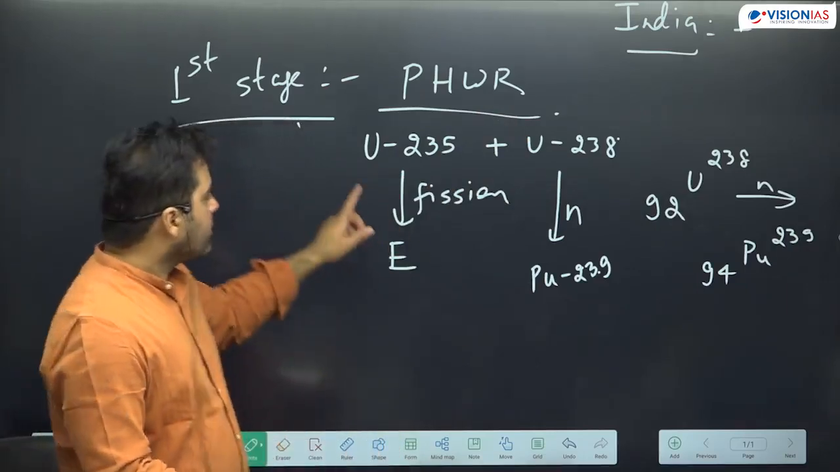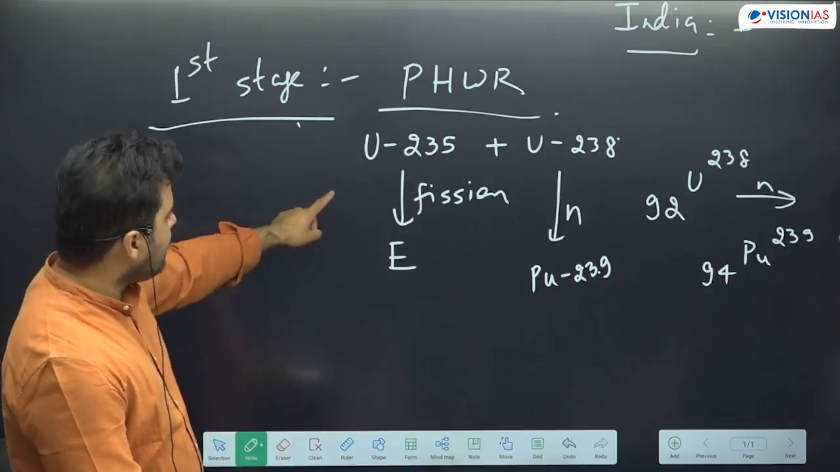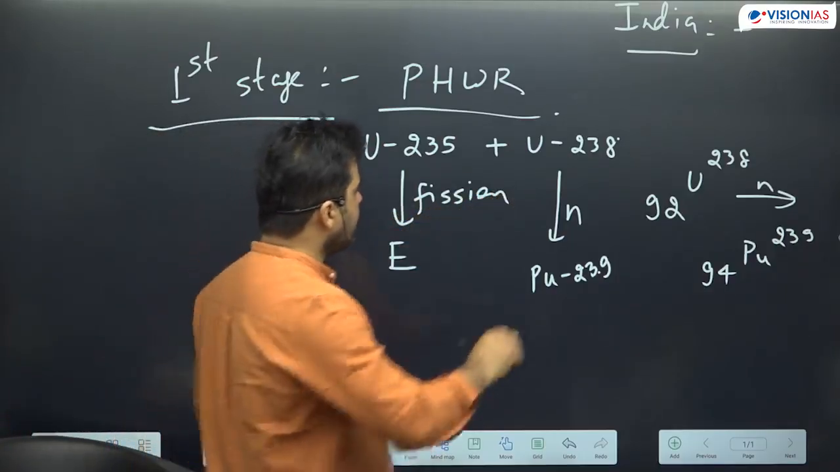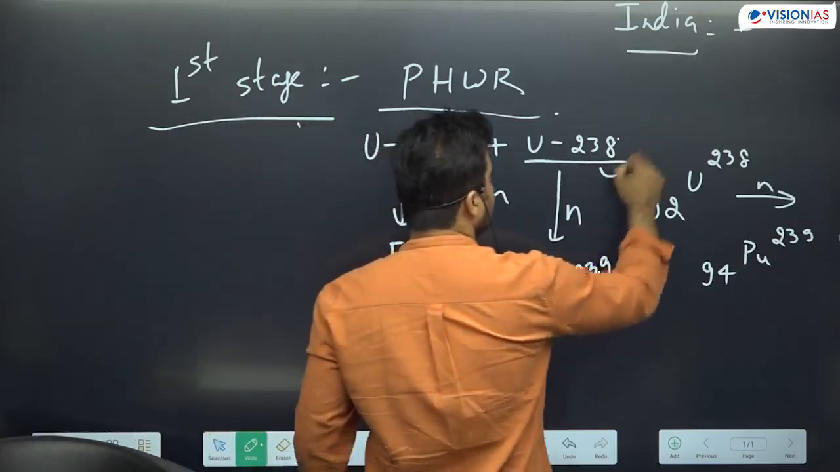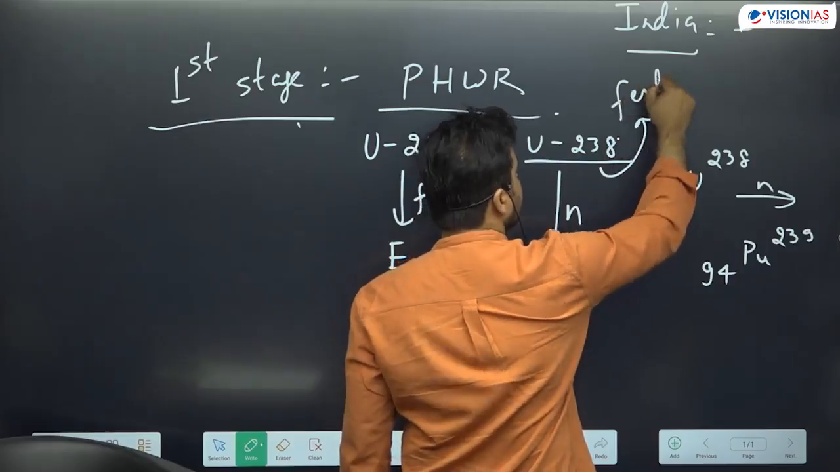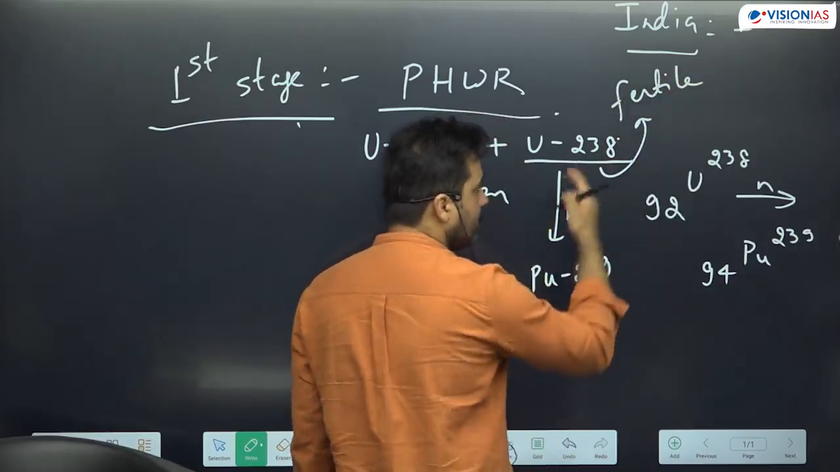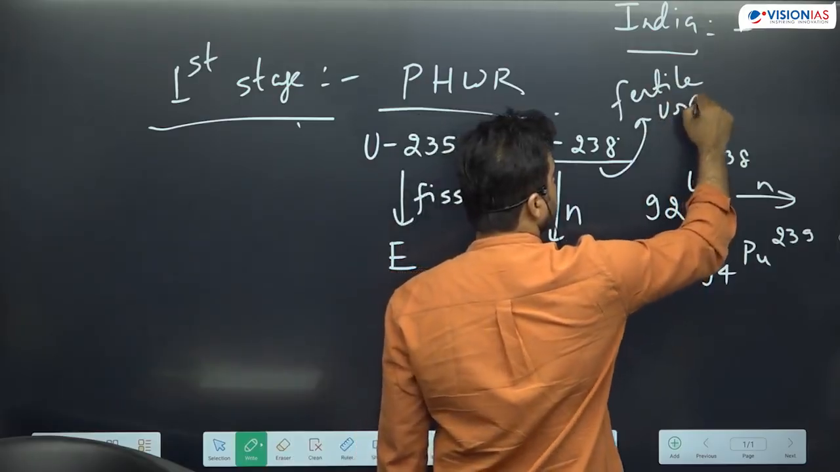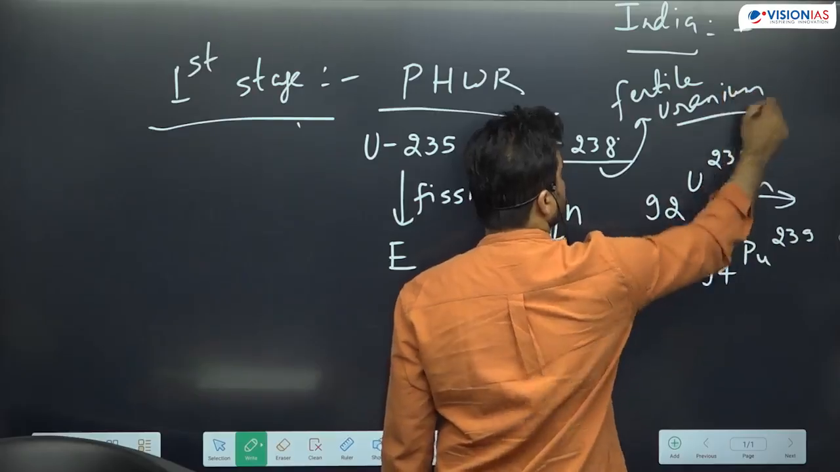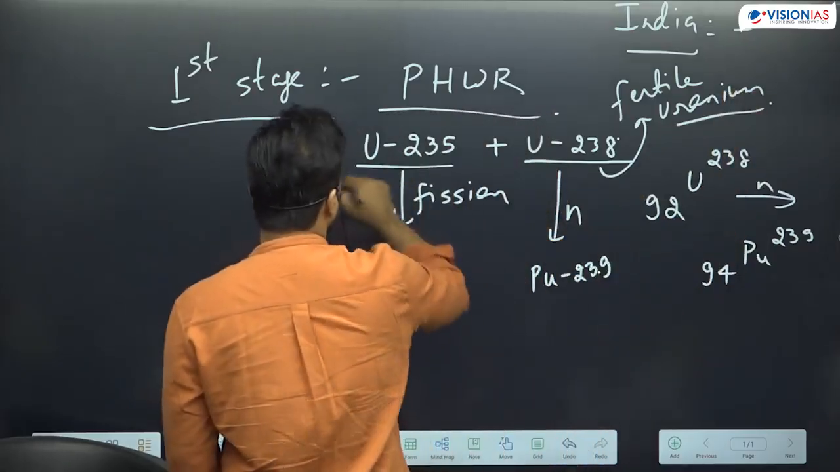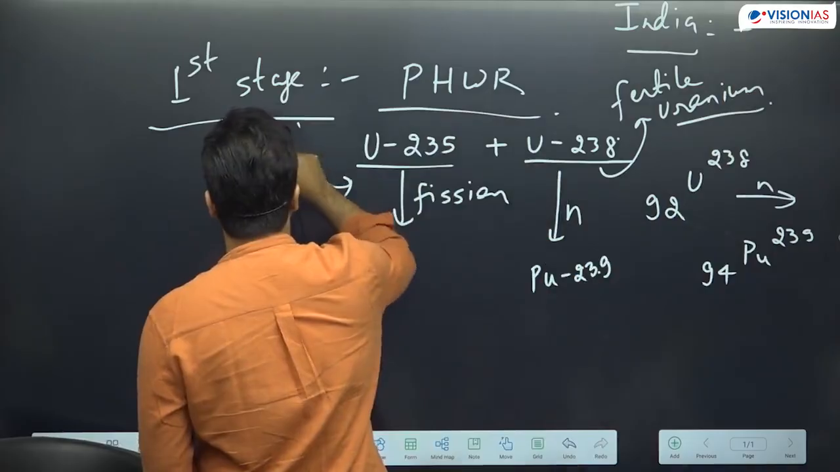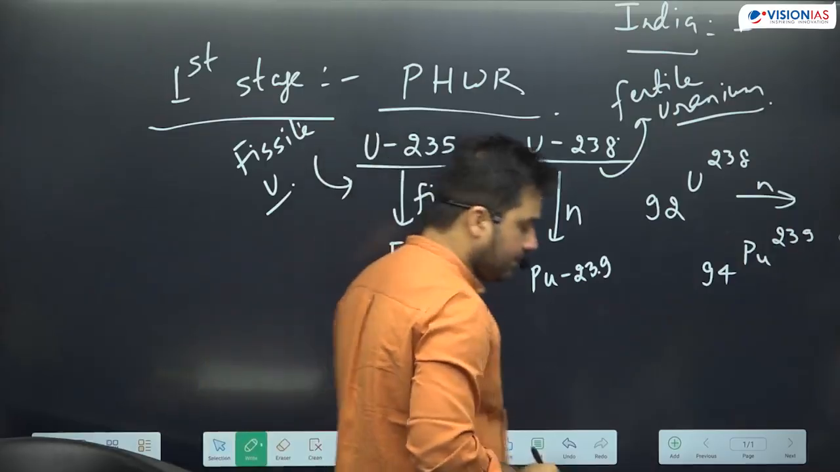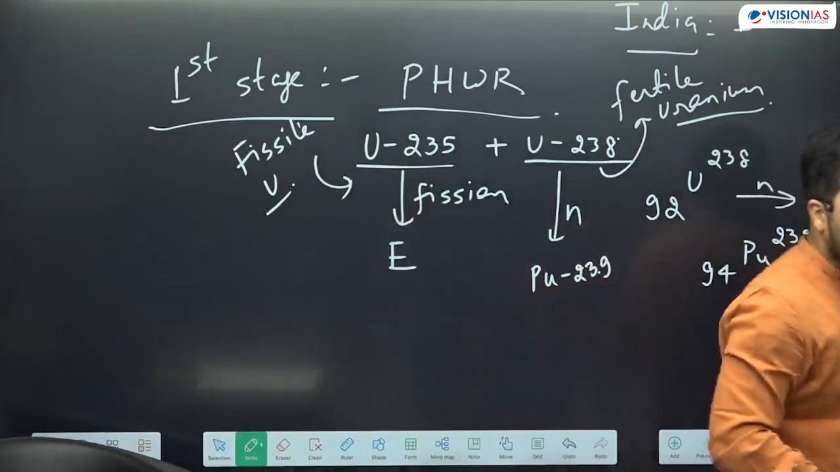So while uranium-235 is called fissile uranium, a lot of times you'll come across the term fertile uranium. Uranium-238 is called fertile uranium. Fertile in the sense that even though this is not a fissile material, it can produce a fissile material. Fertile uranium and fissile uranium. This was the first stage.